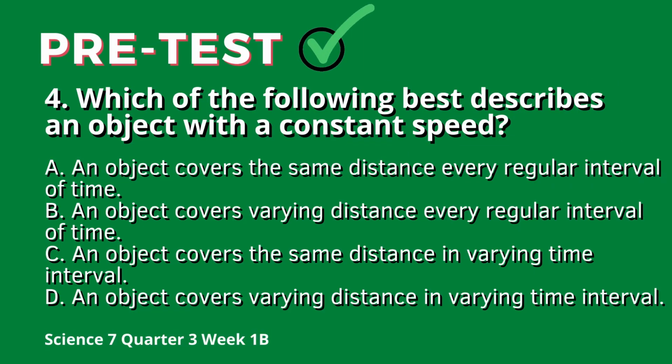4. Which of the following best describes an object with a constant speed? A. An object covers the same distance every regular interval of time. B. An object covers a varying distance every regular interval of time. C. An object covers the same distance in varying time interval. D. An object covers varying distance in varying time interval.